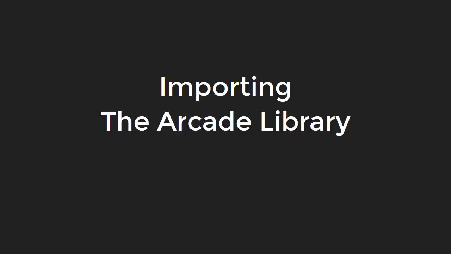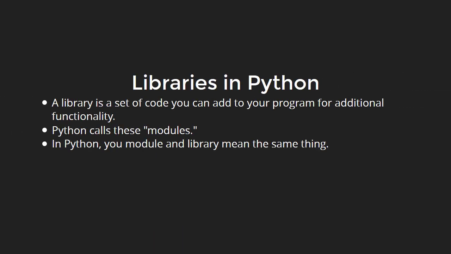Import the arcade library. Before we can draw anything, we need to import a library of code that has commands for drawing. Computer languages come with a set of built-in commands. Most programs will require more commands than what the computer language loads by default. These sets of commands are called libraries. Some languages have their own special term for these libraries. In the case of Python, they are called modules. In the Python world, you can use the term library and module interchangeably.